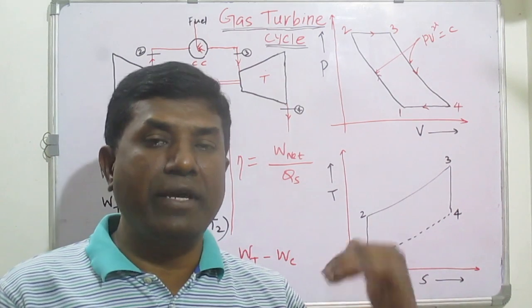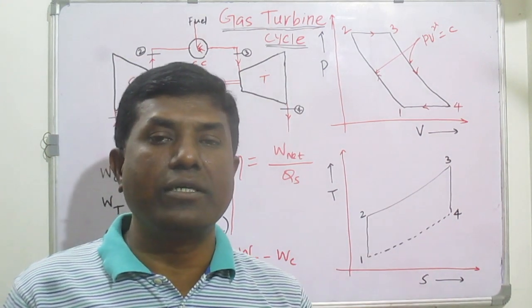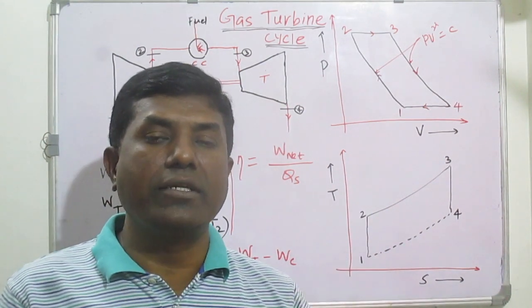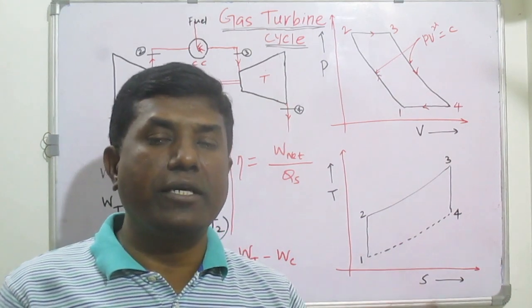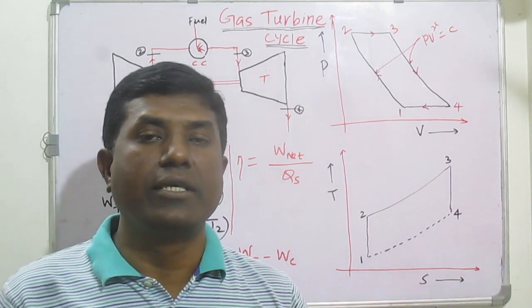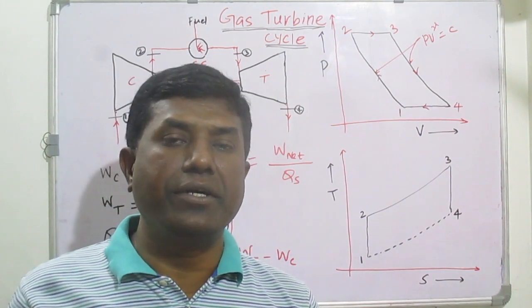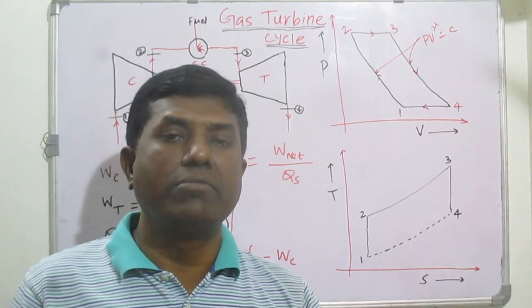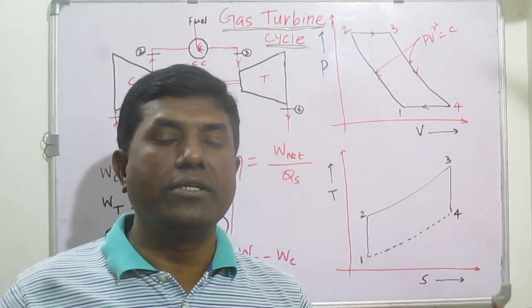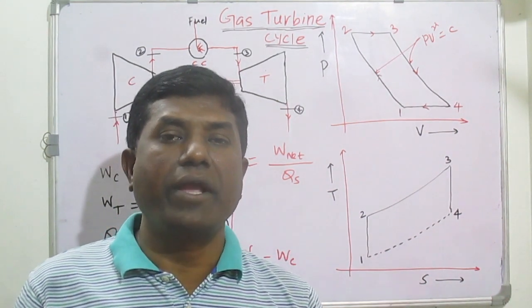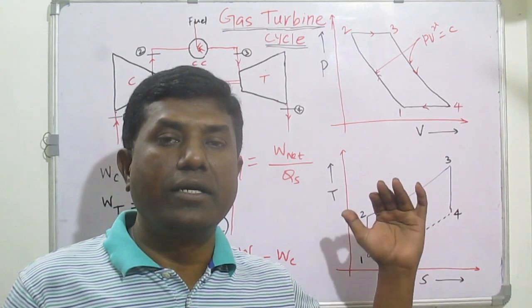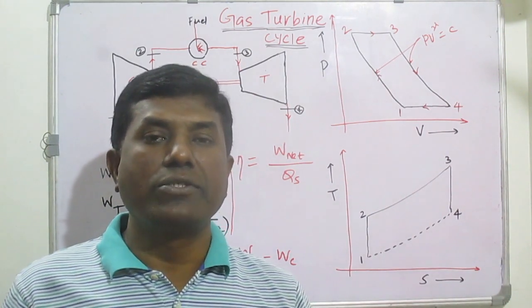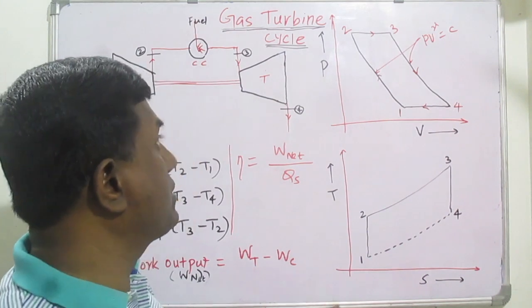In the case of the simple gas turbine cycle, we are going to take the turbine work and compressor work into account, and based on that derive the expression for the efficiency. This is the main difference between the Brayton cycle efficiency and the simple gas turbine efficiency. For the Brayton cycle we consider only the heat supplied and heat rejection, whereas in the simple gas turbine cycle we consider the turbine work, compressor work and also the heat supplied. Now let us see the diagram.